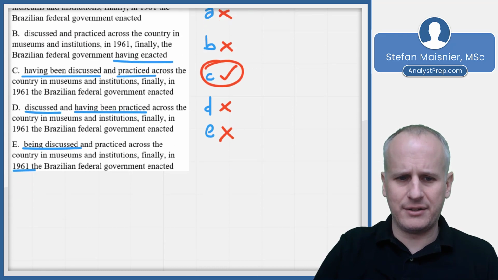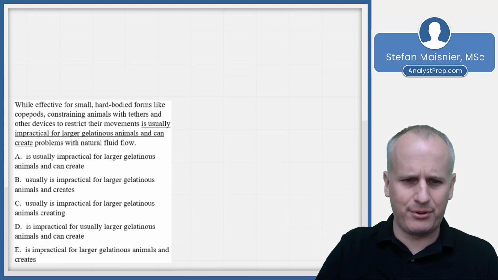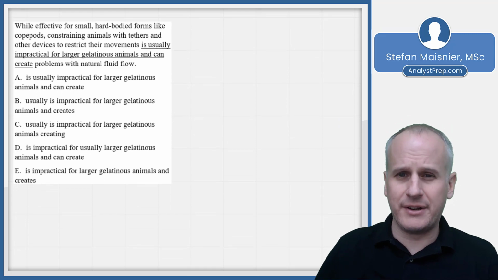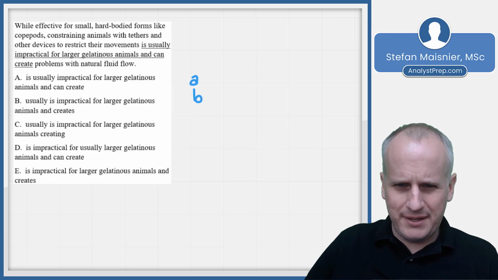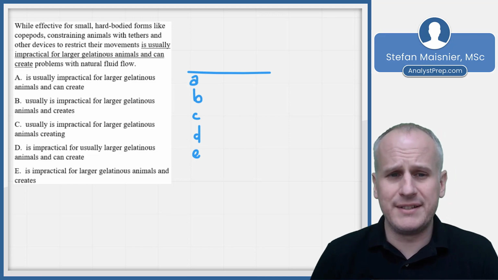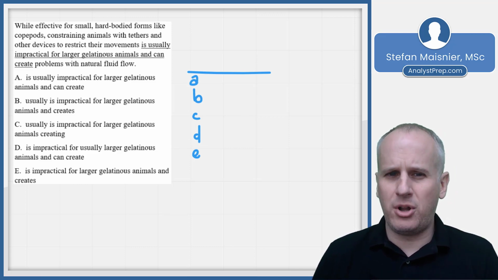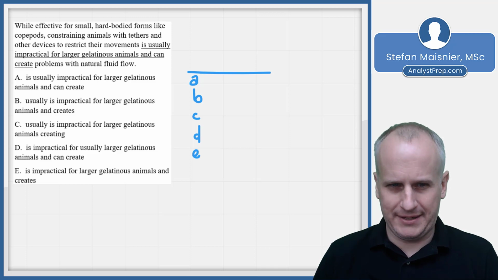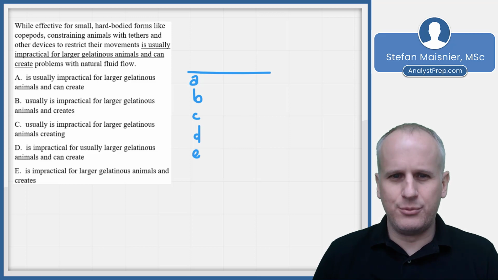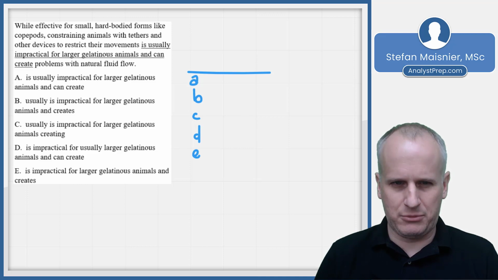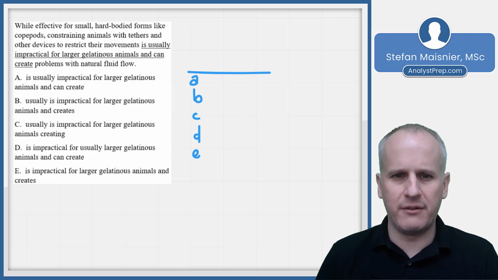So let's go ahead and scroll down and take a look at one more example here to see different implications of verb tense. So once more, setting up our scratch pad, we got A, B, C, D, E here, put a little line over top, and we start by reading the sentence as written. While effective for small, hard-bodied forms like copepods, constraining animals with tethers and other devices to restrict their movements is usually impractical for larger gelatinous animals and can create problems with natural fluid flow.